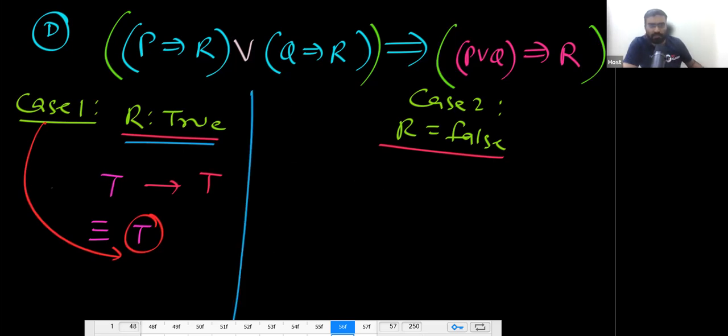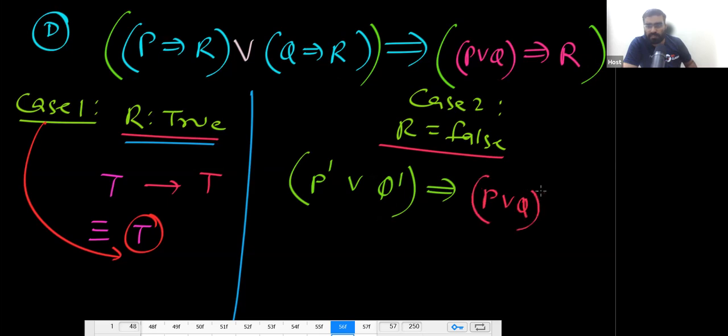What about when R is false? Tell me, what happens when R is false? When R is false, what is P implies false? That is the negation of P, that is P dash. Or when R is false, then that is Q dash. So when R is false, this will be P dash or Q dash.